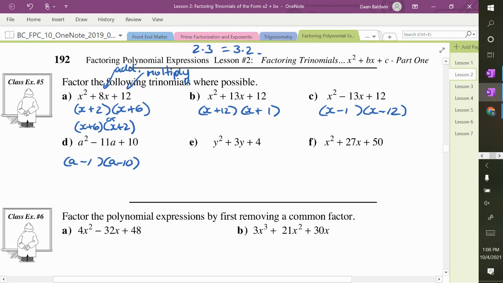Skip E for a sec. Go to F. Multiplies to 50 and adds to 27.